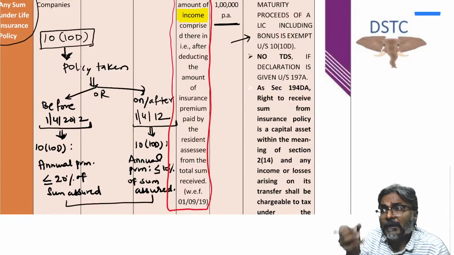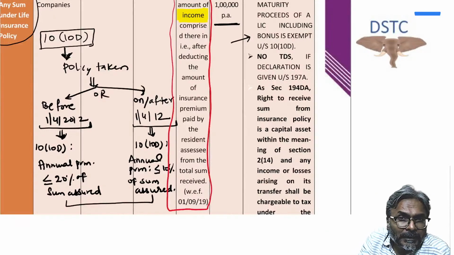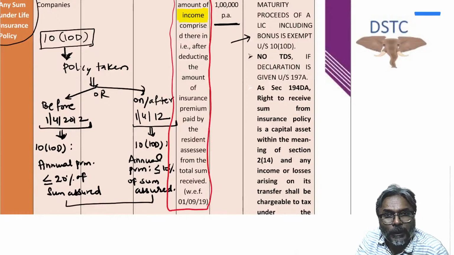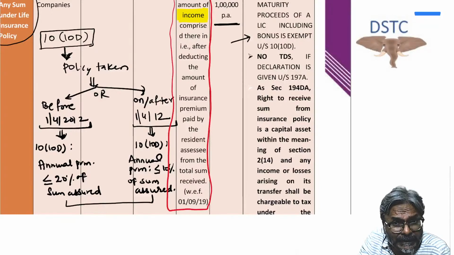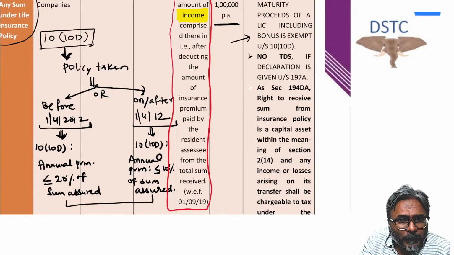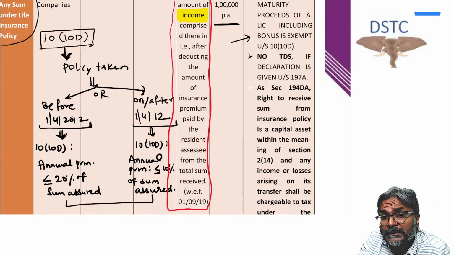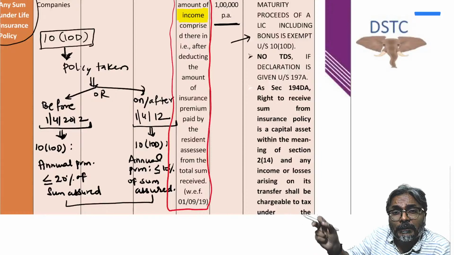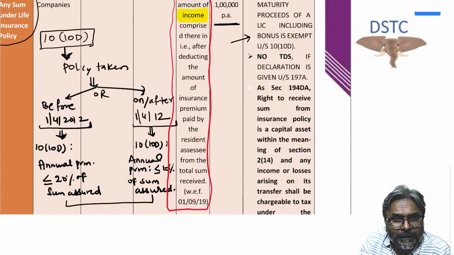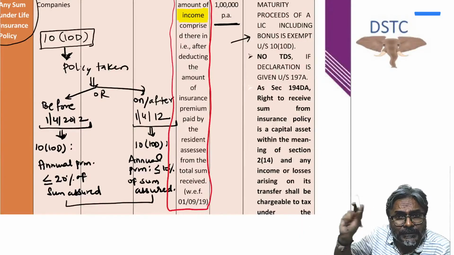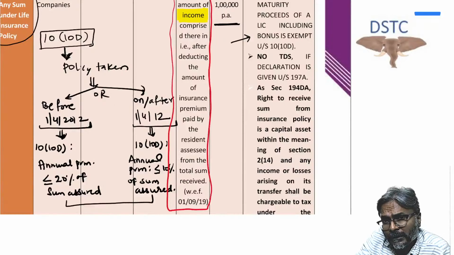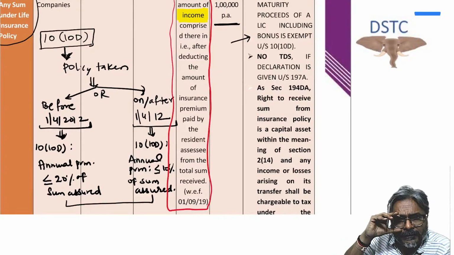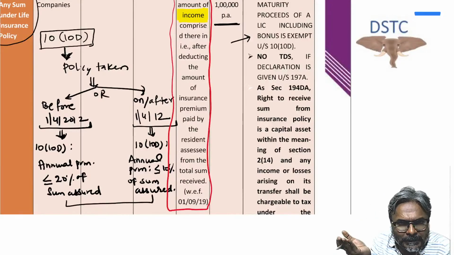Now, whose income? Policyholder's income. Income would be from the point of view of the policyholder who is receiving the amount, not from the point of view of the insurance company. For them, it is an expenditure, isn't it? So, the question is, what is the income of the policyholder in that payment made by the insurance company to the policyholder? It is very simple.